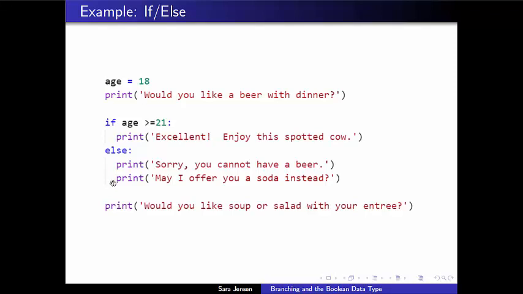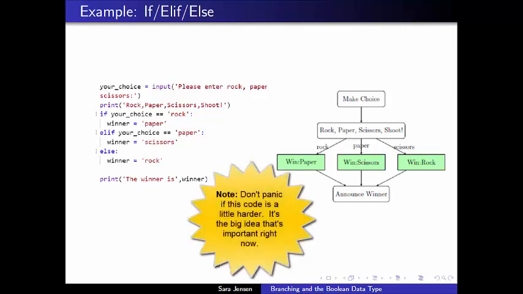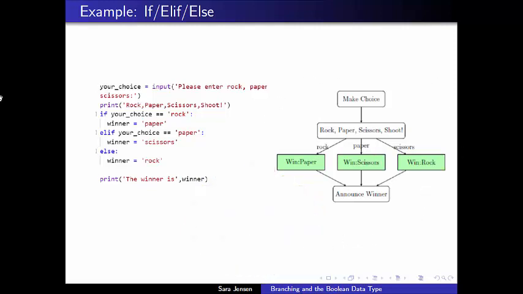To see an example utilizing the if, elif, and else reserve words, let's move to something that naturally has three choices, like rock, paper, and scissors. Over here I have a diagram for a very basic rock, paper, scissors game, and over here the code that corresponds to it.